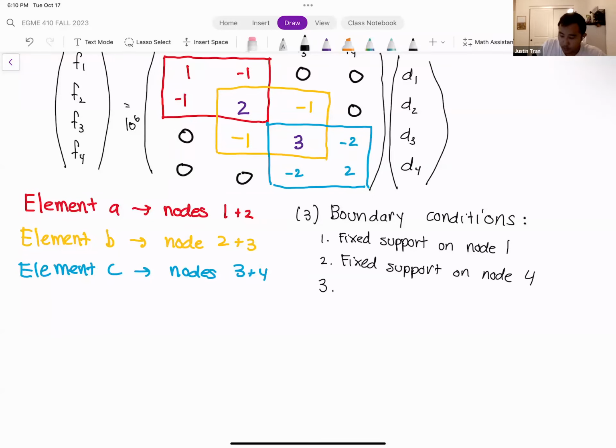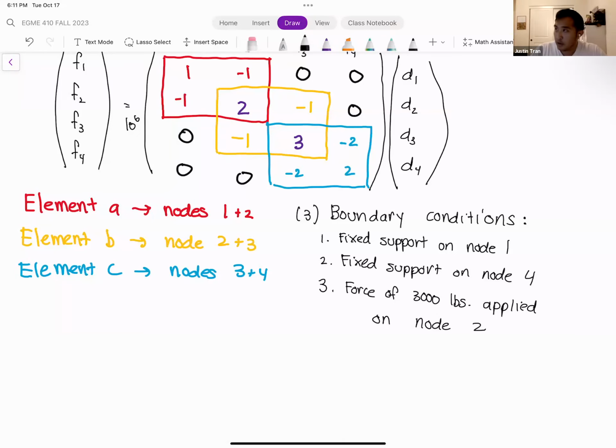Okay, so those are our 2 fixed supports. And then finally, our third boundary condition was our external force of 3,000 pounds applied at node 2. All right, so let's go ahead and apply those to our matrix here.